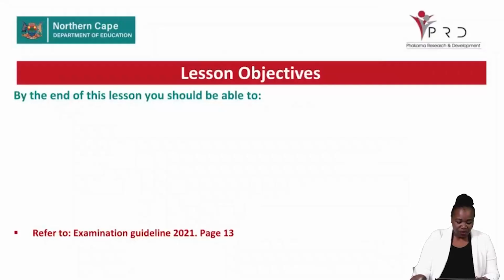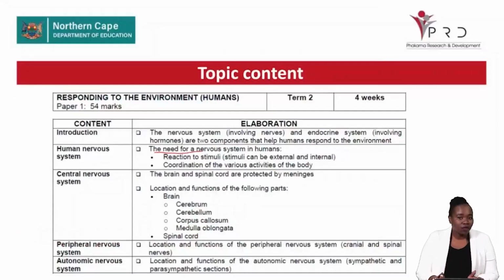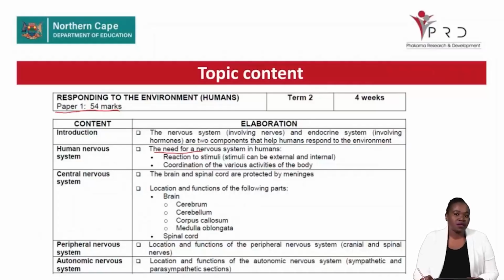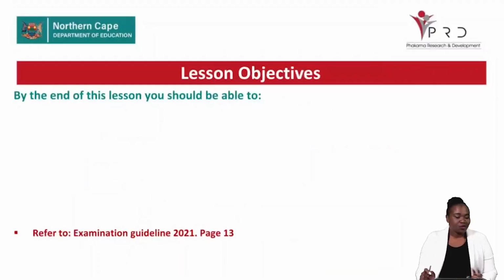Right, okay, so lastly, this is part of your paper 1 examination. It is responding to the environment in humans, and you are going to be looking at 54 marks from this chapter alone, right? So it has quite a lot of marks, so you should give it some time when you prepare for your examinations.